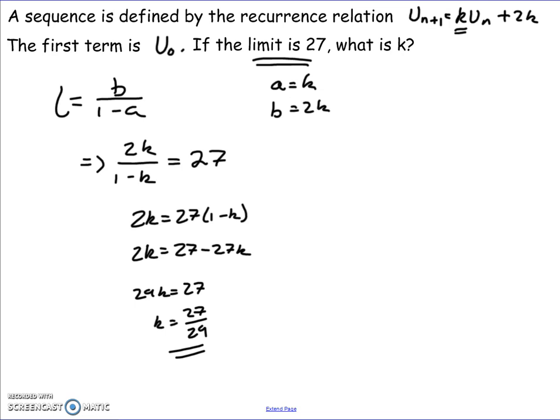So when we're working out something like this, we have to remember those things. We have to remember the condition for a limit, so a has to be between -1 and 1. We have to remember to state that if we are working a limit out. We have to be able to tell them we know a limit exists because of this condition. And we have to then be able to use the formula L equals b over 1 minus a to be able to calculate that by getting the a and the b correctly from our sequence's recurrence relation.